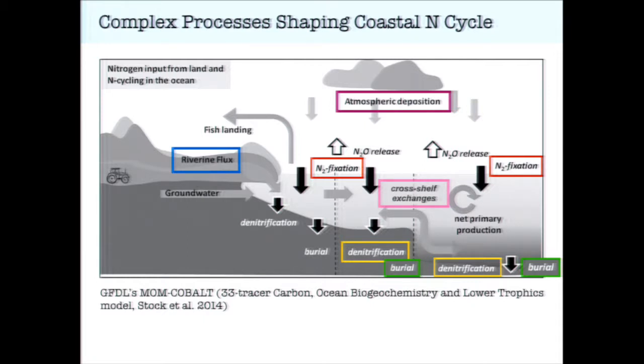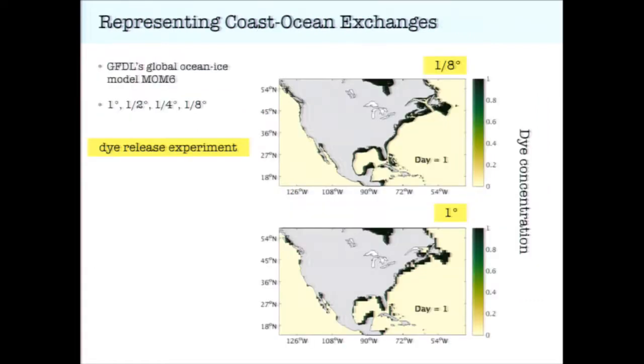So the question is, is our ocean model good enough to capture the coastal ocean exchanges, and what resolution do we need in order to do so? Those are very important questions to answer before we can proceed. All right, so we did our test. One commonly used metric to understand the lateral transport is the coastal retention time scale, or what we like to call the residence time.